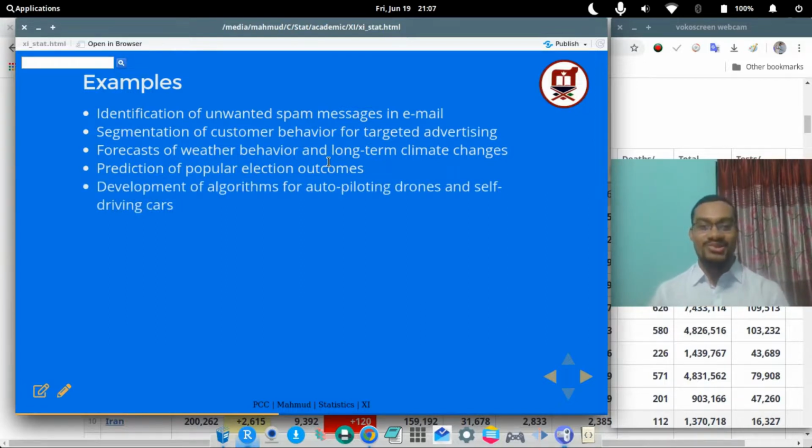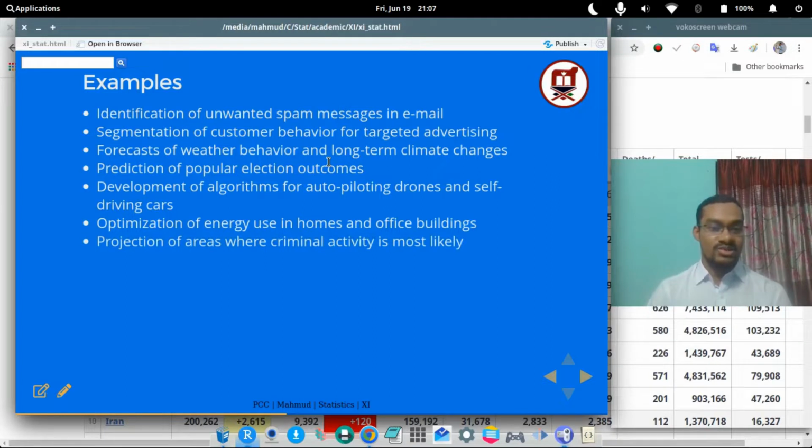Whenever we talk about autopiloting drones, we just think of engineering and electronic engineering and some other fields, but actually those drones and robots learn from data. So here also you must make use of data and statistical procedures. Another application is optimization of energy use in homes and office buildings, and prediction of areas where criminal activity is most likely. Also you can project areas where coronavirus infection is most likely, which is currently being done in some areas around the world. And another is discovery of genetic sequences linked to diseases.